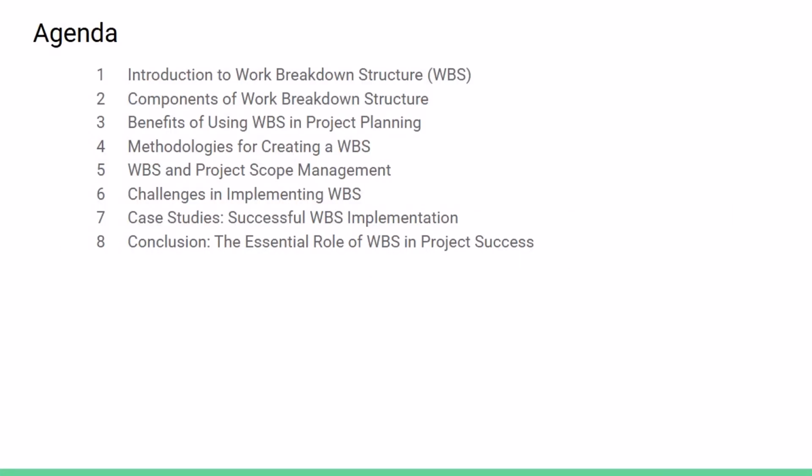Today our agenda will be to first introduce the work breakdown structure. We will be seeing the components. We will be seeing the benefit of WBS in project planning. Then we will be seeing the methodologies used. Then we will be seeing WBS and project scope management. We will be seeing what the challenges are in implementing WBS. We will be seeing some case studies of how successfully WBS is implemented in some projects, and also we are going to conclude afterwards.